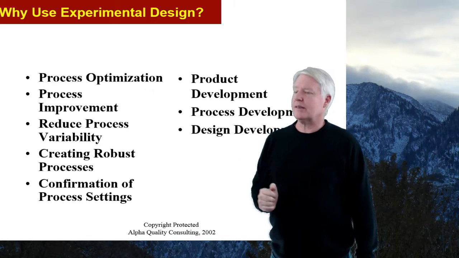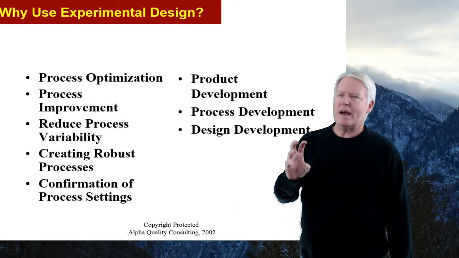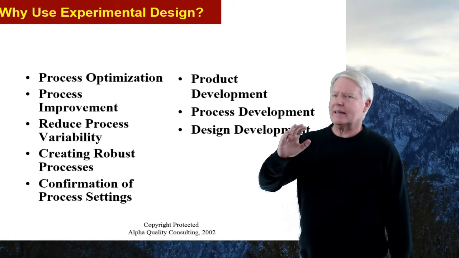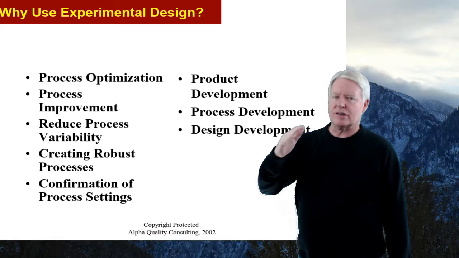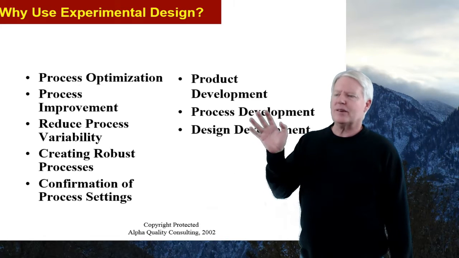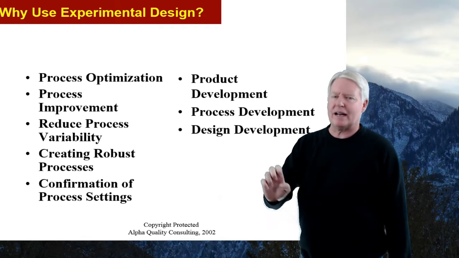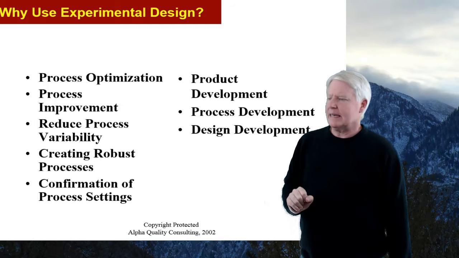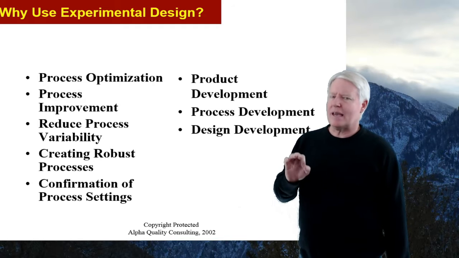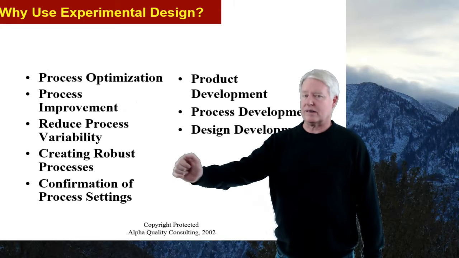Creating robust processes. A robust process means that you create a process and when the temperature changes or the humidity changes or you get a different operator in, the process doesn't care. It keeps giving you the same output even when the environmental factors change. And if it can give you the same output even when things change, that's called a robust process.